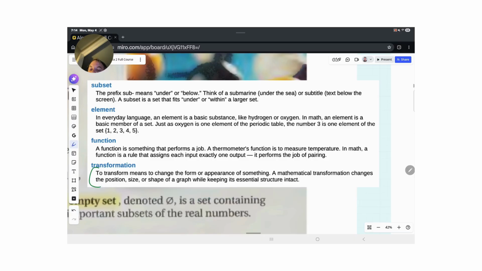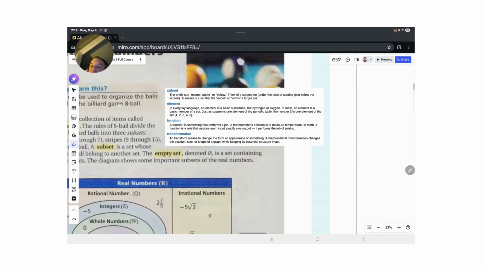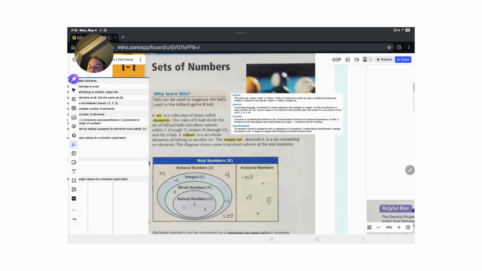Transformation. To transform means to change the form or appearance of something. A mathematical transformation changes the position, size, or shape of a graph while keeping its essential structure intact. And we'll be looking closely at those when we are graphing. All right, so there's a real quick rundown of our key vocabulary terms here in section 1 of chapter 1.